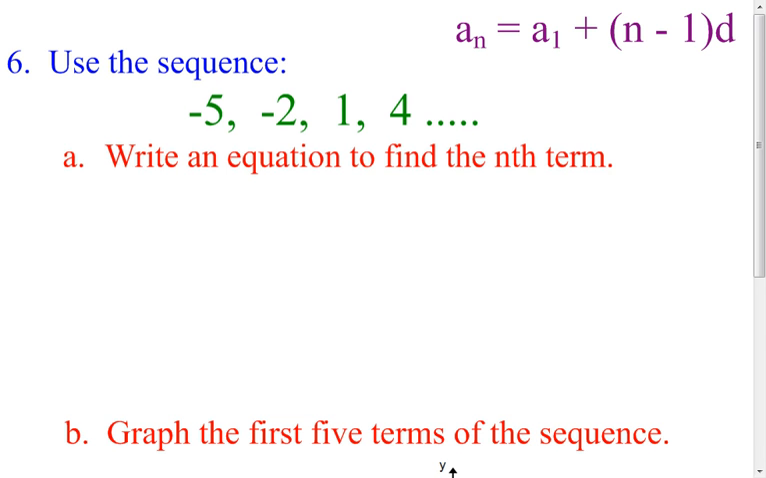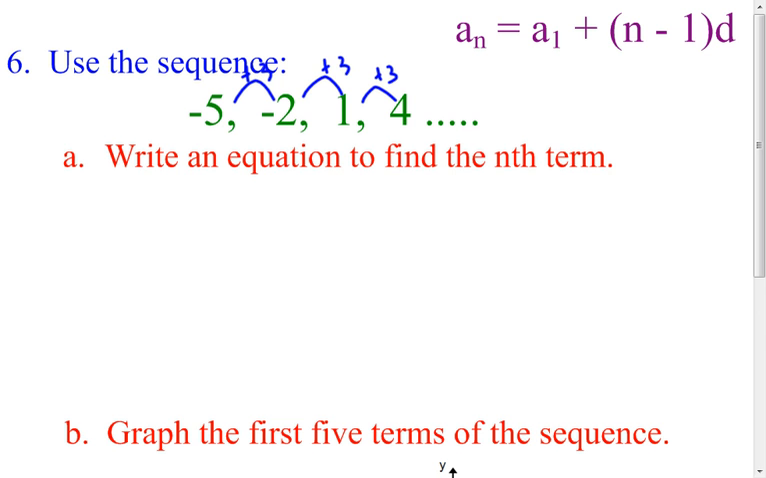Okay, this is very similar. Really, it's just very similar, period. So to get from negative 5 to negative 2, I add 3. To get from negative 2 to 1, I add 3. To get from 1 to 4, I add 3.